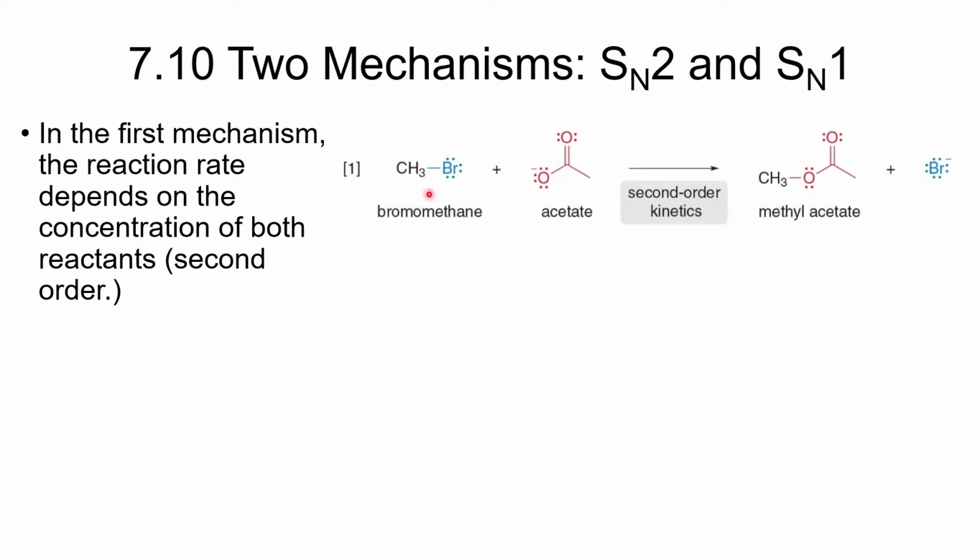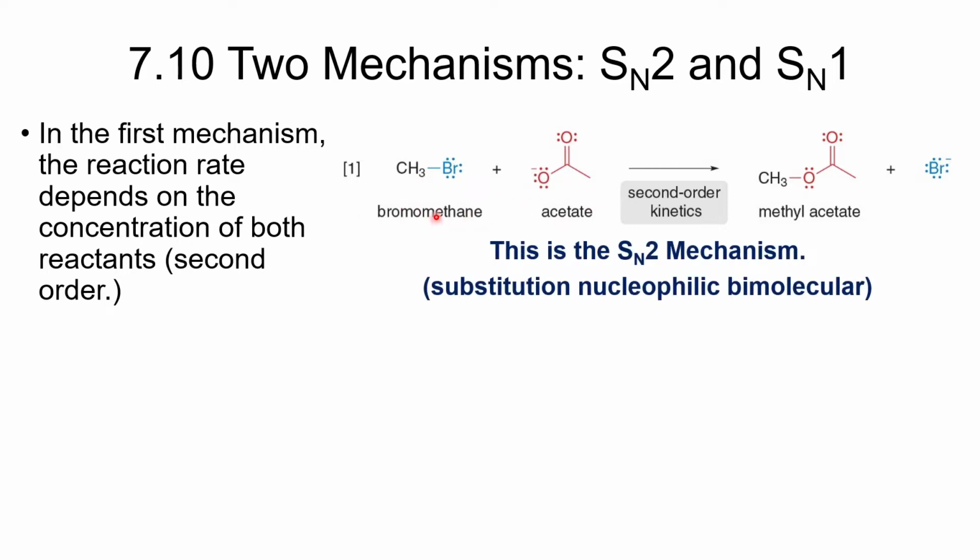So in this case, we've got bromomethane and acetate. We will find that the reaction rate will depend on both of these. And since it depends on both of them, we say that it is bimolecular and it is second order. So we refer to this particular mechanism as SN2, the SN2 mechanism. All right, and that SN2 stands for substitution nucleophilic bimolecular.